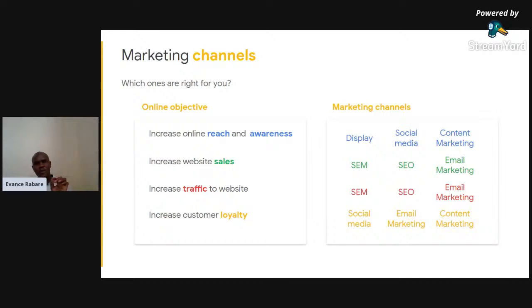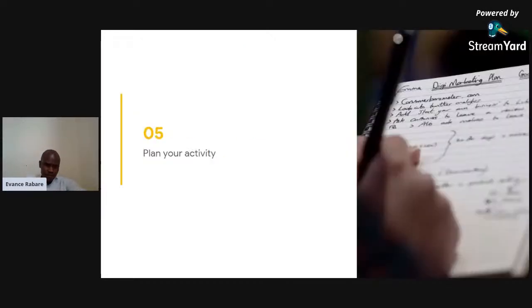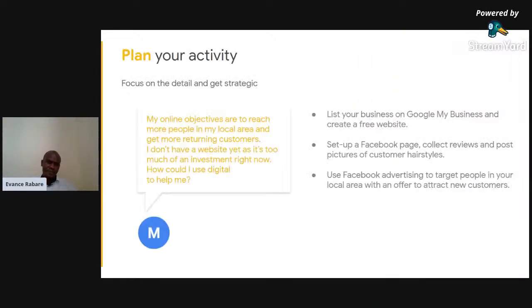For instance, if your objective was to increase traffic to your website, search engine marketing, SEO, and email marketing are the best. But if your aim was to increase sales, the same SEO and email marketing would really help you. Now, let us look at how you can plan your activities.